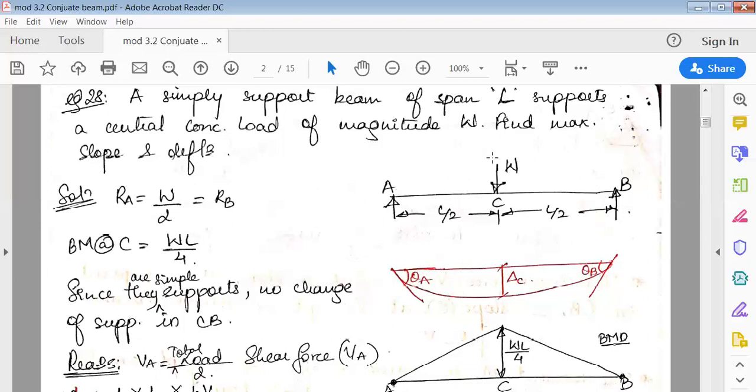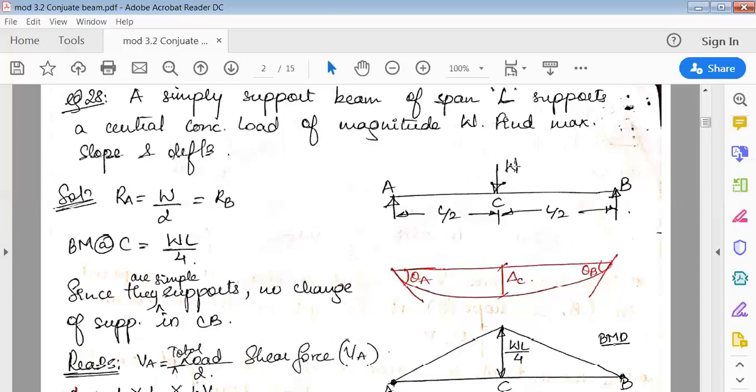Now you can see here, W is acting at C, which is exactly at the center. I just place it at distance L by 2 and L by 2. So this W, which is acting downward, because it is simply supported, gets distributed equally to the left side and to the right side, but upward. So that's why RA is W by 2, RB is W by 2. Because it is symmetry, things become simple.